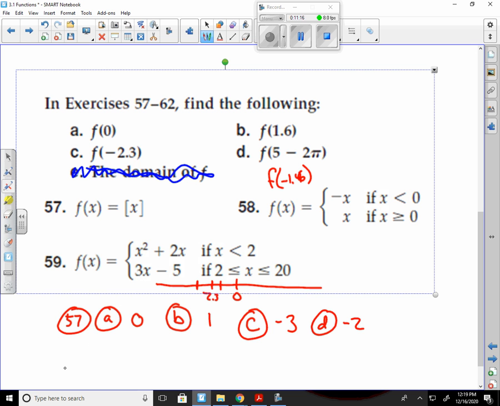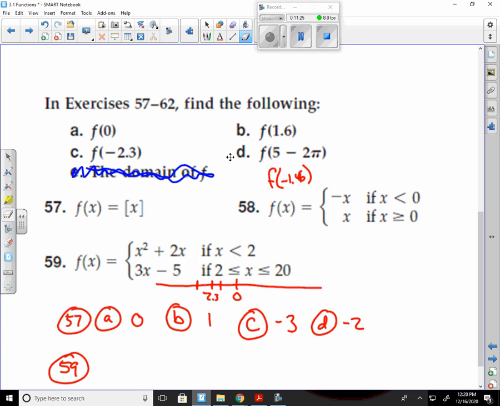All right, 59 is another one. Piecewise functions people always struggle with for some reason. So remember that when I look at piecewise functions, I'm trying to figure out which piece do I put it in. So I only put it in the top one if the number is less than 2, and I put it in the bottom equation if the number is between 2 and 20. So what would I plug 0 in? Which equation, top or bottom? Right, goes in the top equation.